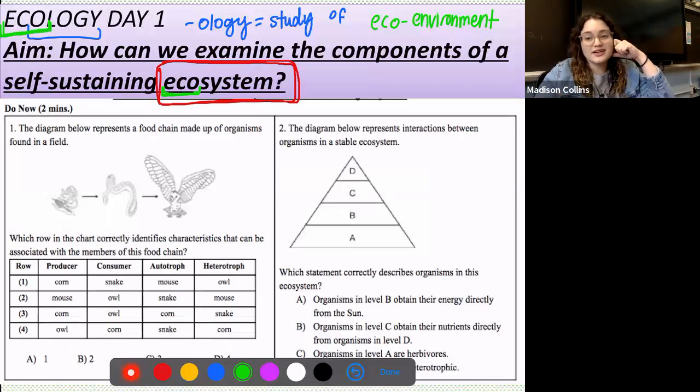But now you guys have got two do now questions. I will warn you, because this is the beginning of the unit, you may not recognize some words yet, and that's okay. Try your best, and then press play when you're ready to go over these two questions together.